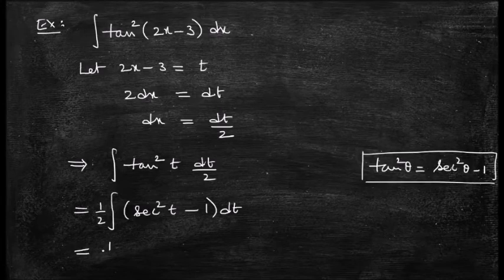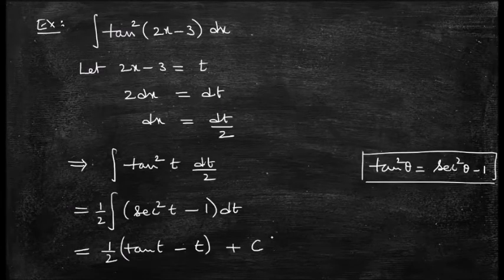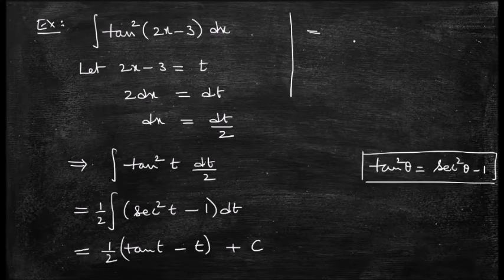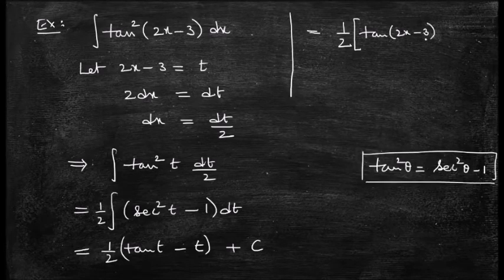Now, on applying the integration, integration of secant square t is tan t. Integration of 1 is t, plus c. Now replace t with 2x minus 3, so we'll get half times tan(2x minus 3) minus (2x minus 3) plus c.